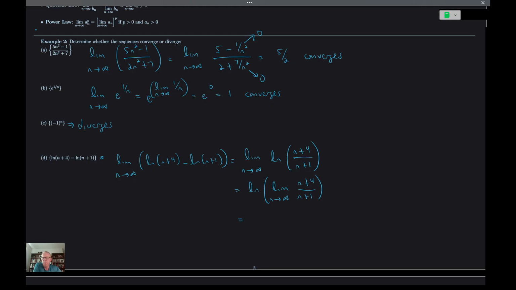So what happens when we do this? So let's do this over here. We're going to do the same thing we did with this one. We're going to divide everything by the biggest n exponent, which is just n to the first. We're going to divide everything by n. So we get 1 plus 4 over n over 1 plus 1 over n. 4 over n will go to 0, 1 over n will go to 0, and so this is just 1. So then we end up with ln of 1, which is 0.